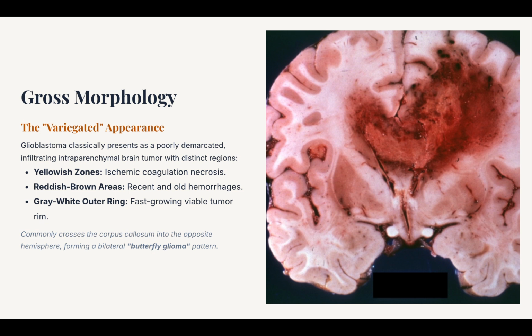In yellowish zones, there is ischemic coagulation necrosis. In reddish brown areas, there are recent and old hemorrhages that can easily be identified. In the gray white outer ring, there is a fast growing viable tumor rim. In the picture given, you can easily see and identify the tumor mass in the brain. The tumor mass commonly crosses the corpus callosum into the opposite hemisphere, forming a bilateral butterfly glioma pattern.